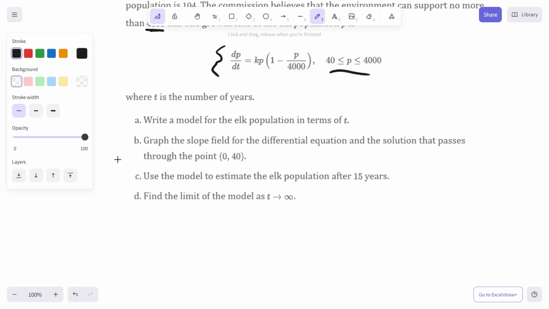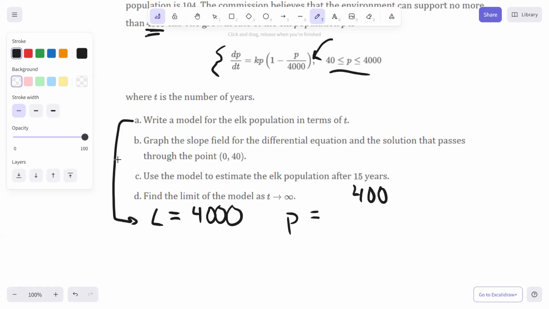Because this is a logistic differential equation, we do not have to solve this by separation of variables and go through all the steps. We can go straight to the fact that we know that L is equal to 4,000 because of the 4,000 here. And also they told us that 4,000 was the carrying capacity. So we know P has to equal 4,000 over 1 plus B e to the negative kt.